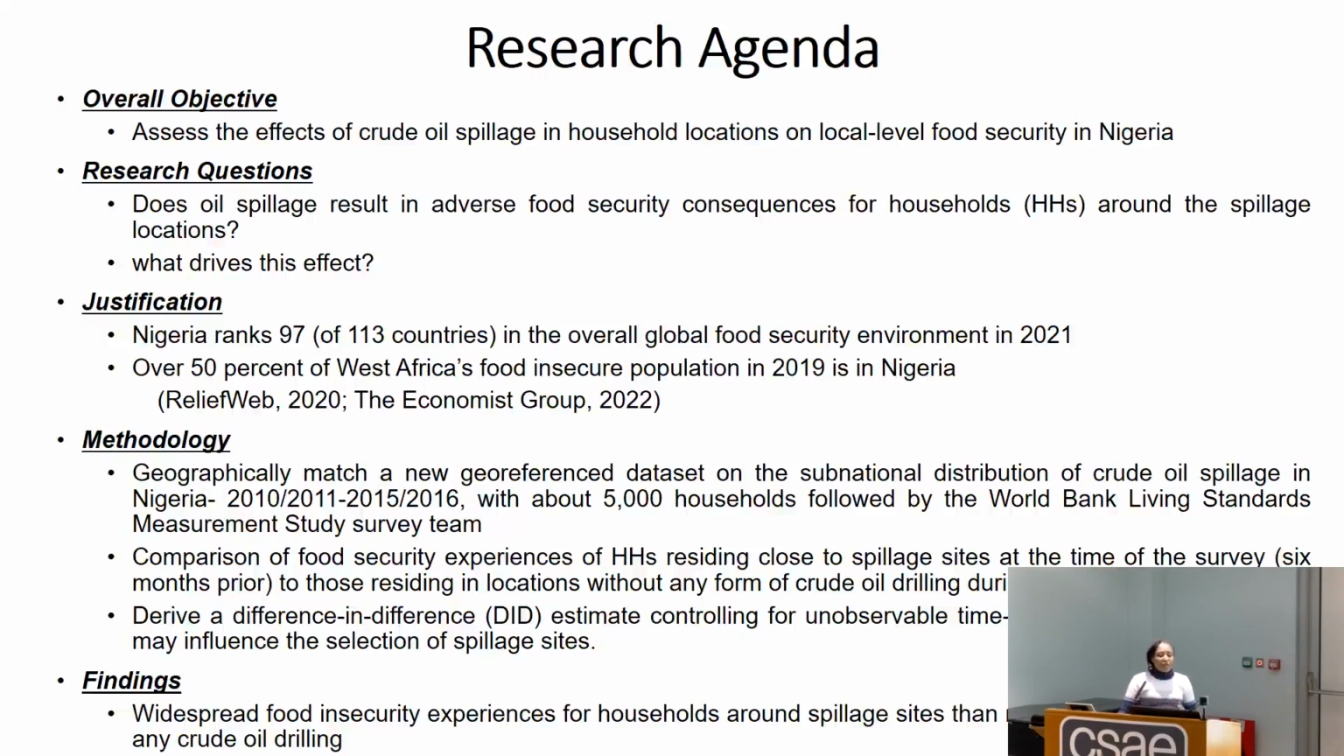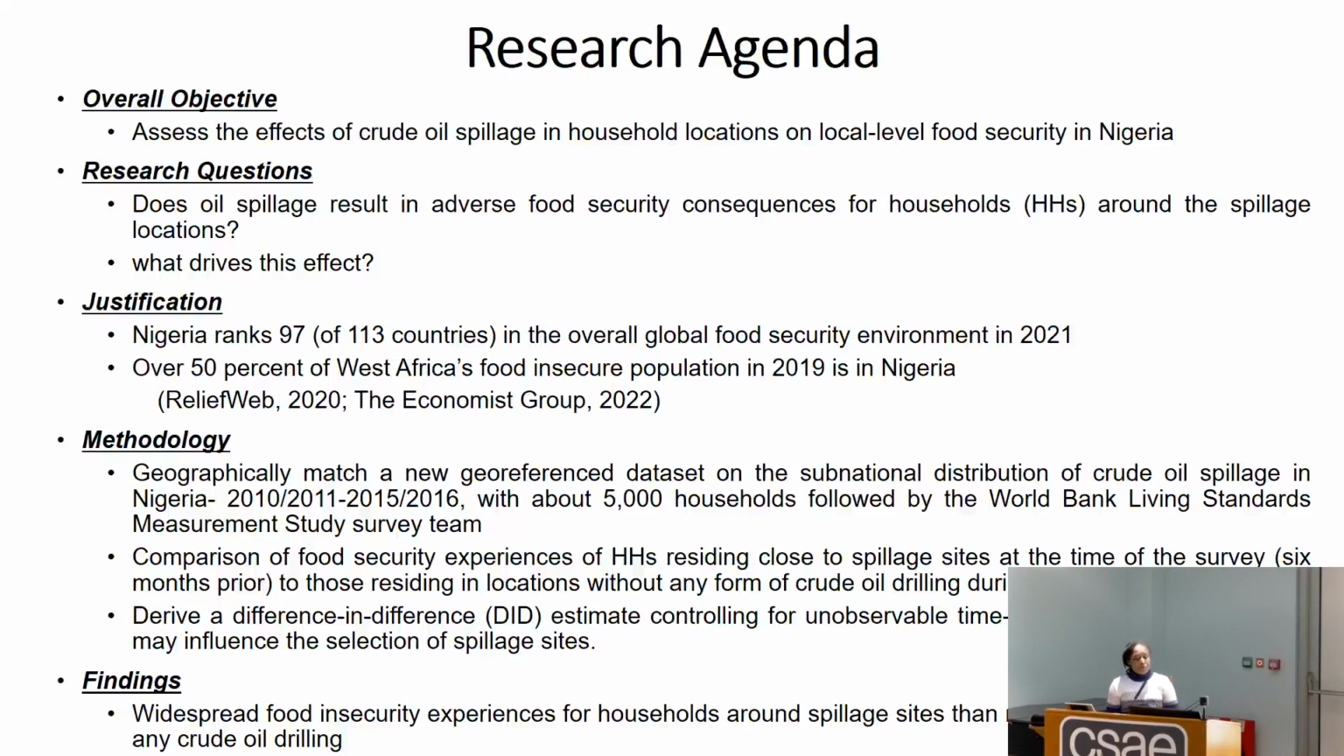The methodology we used was to geographically match a georeferenced data set on the subnational distribution of crude oil spillage in Nigeria, using data between 2010 and 2016. We matched it with the LSMS survey data for about 5,000 households. And then we compare food security experiences of these households residing close to spillage sites, as at the time of the survey, to those residing in locations without any form of this crude oil spillage issues.